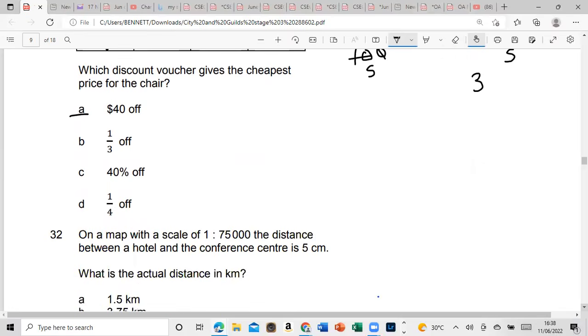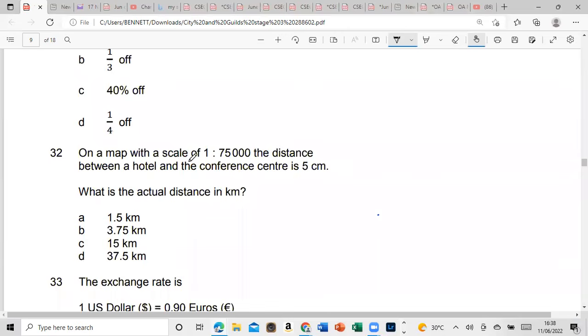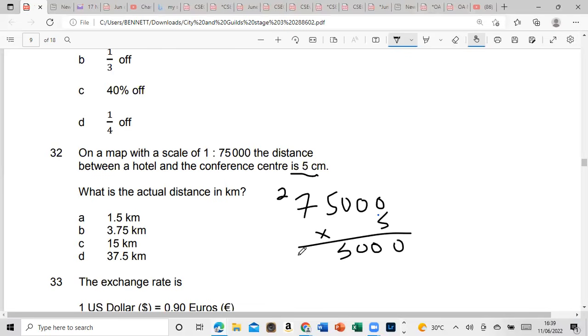A map is drawn with a scale of 1 to 75. The distance between an outer and a conference center is 5 centimeters. What is the actual distance? All right, so that's 75 times 5. 5 times 5 is 25, 5 times 7 is 35, and 37. And we are dividing by 100 times 1,000. That's 5 zeros. So that's 3.75 kilometers.